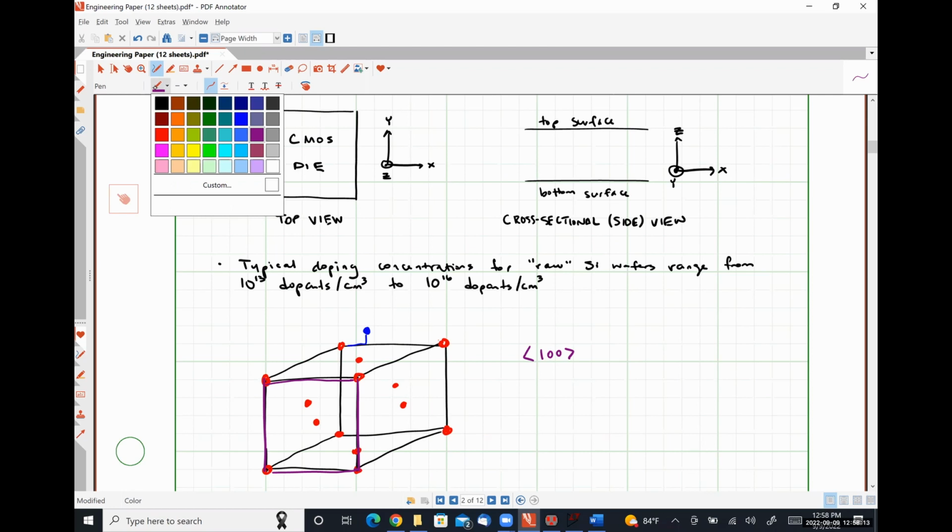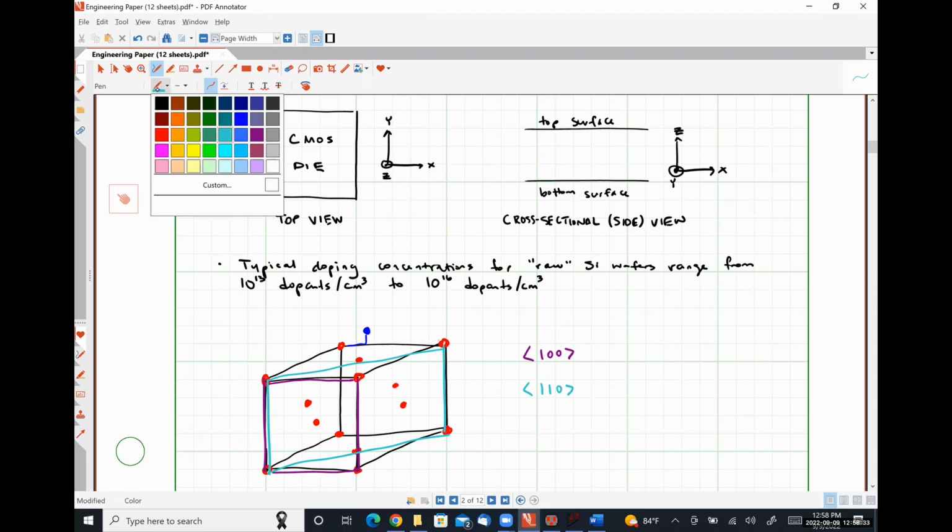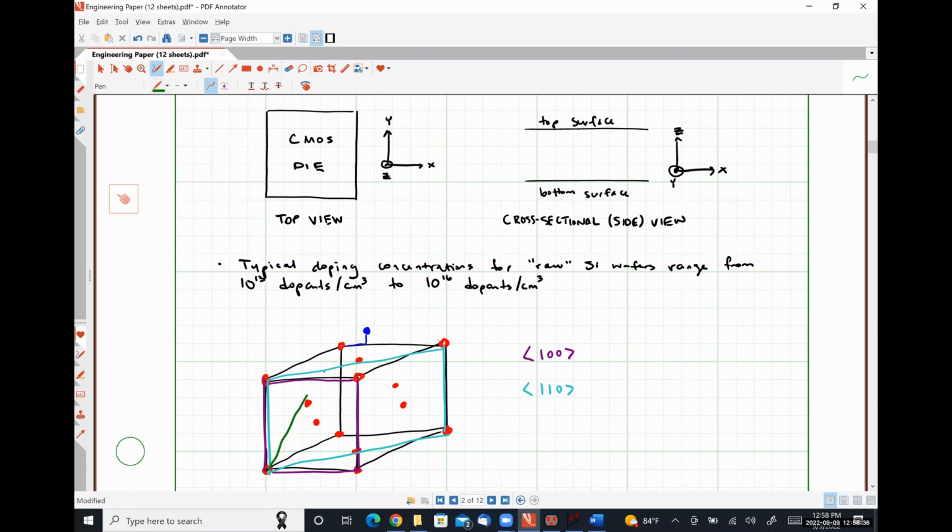Then we have this plane, which is of the 110 family. Okay. And then finally, we have this plane, which is of the 111 family. And it has the most silicon atom area density.